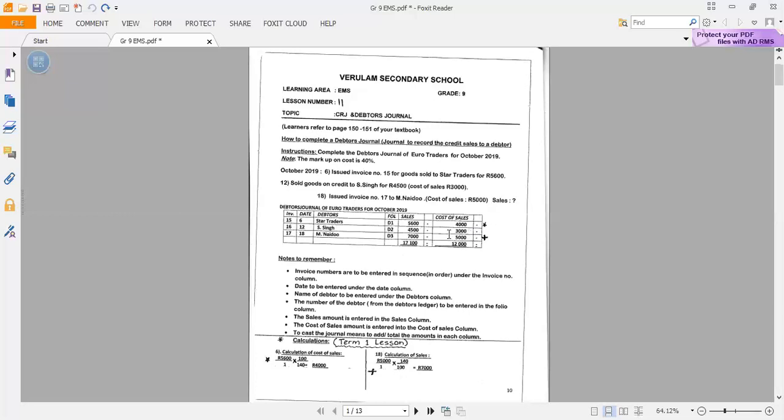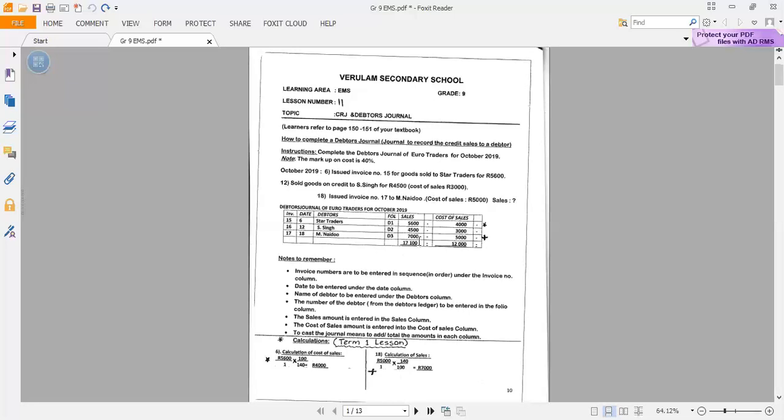On the 18th, we issued invoice number 17 to M. Naidu. Here, we are not provided the sales amount. We are only given the cost of sales, which is 5,000 Rand. So I'm going to go to my debtors journal, invoice number 17. The date is the 18th. The name of the debtor is M. Naidu that I record under debtors.